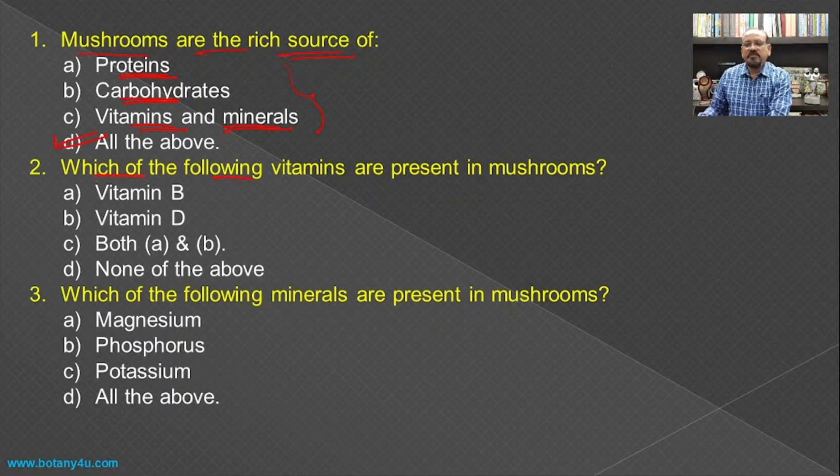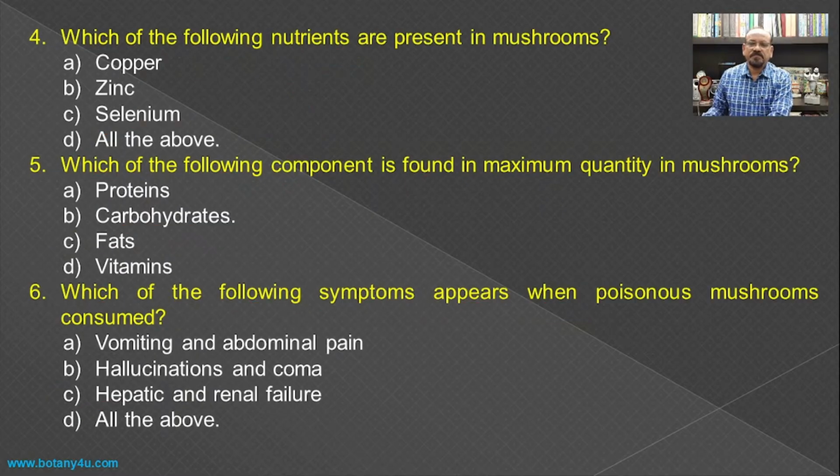Then, which of the following vitamins are present in mushrooms? In mushroom, vitamin B is also present and vitamin D is also present, and hence the answer becomes both A and B. Then, which of the following minerals are present in the mushrooms? The mushroom contains magnesium, phosphorus and potassium, and hence all the above become the answer for this question.